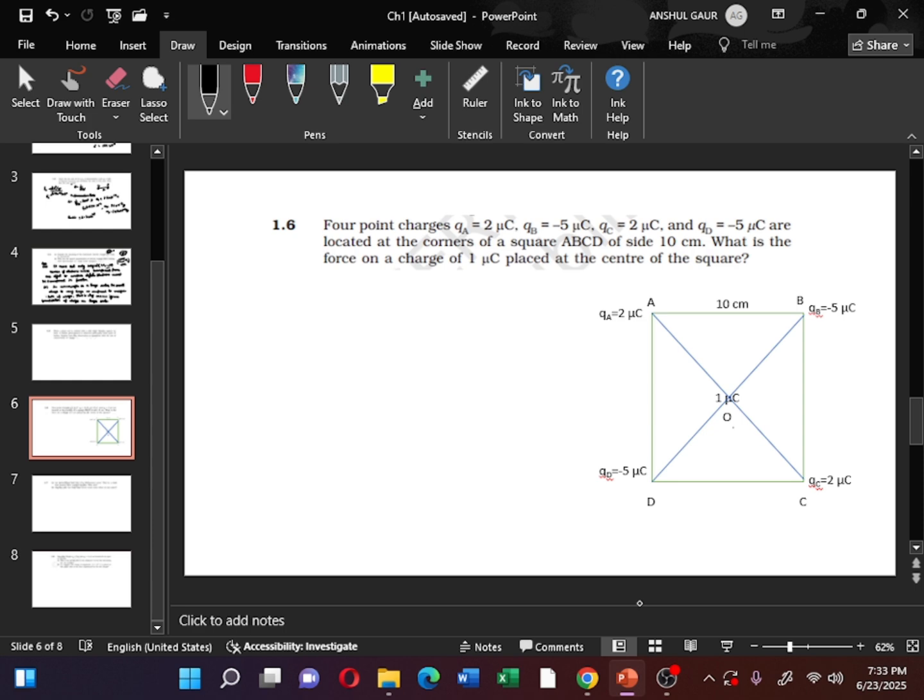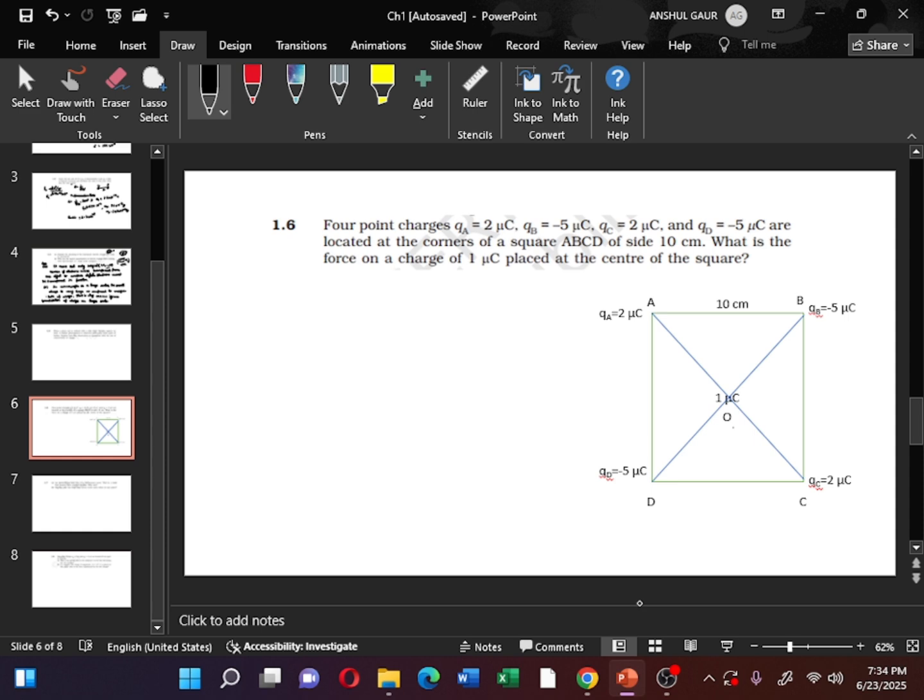So this particular problem is based on the application of Coulomb's law. There is a square, and at the corners of the square are located four different charges. The value of the charges is given, the side length of the square is given, and there is a charge at the center of the square, which is at the intersection of the diagonals. This charge is of value 1 microcoulomb. So we have to find the force on this 1 microcoulomb charge due to all the other charges.